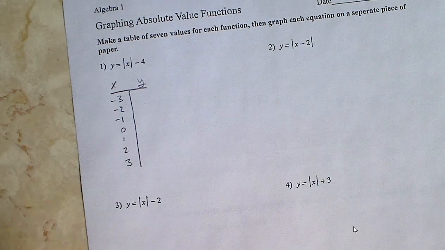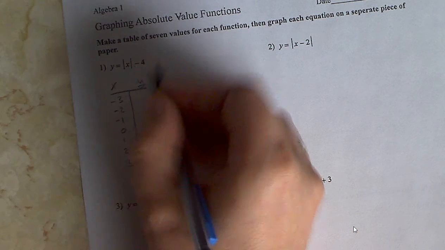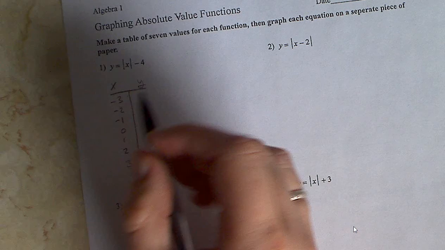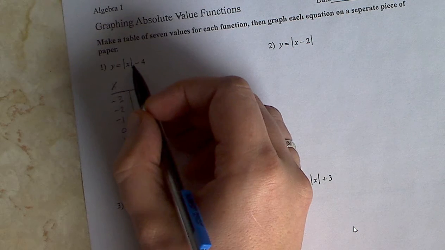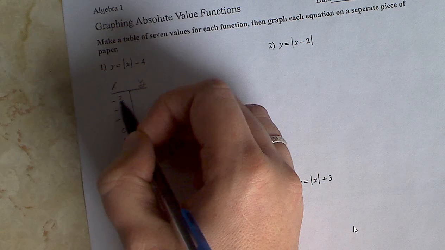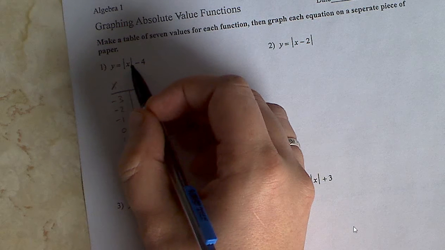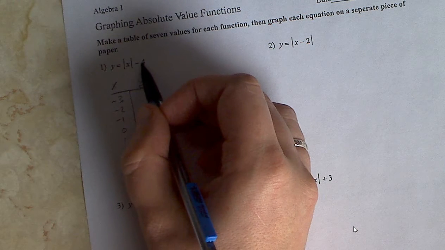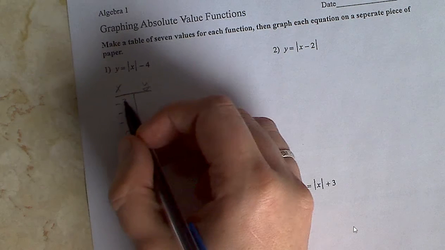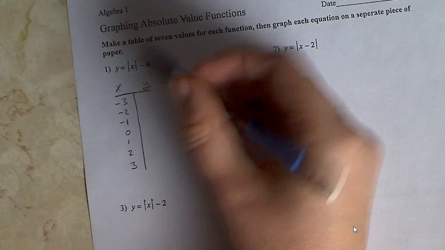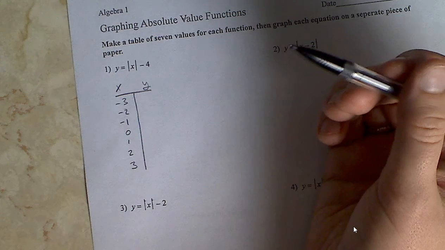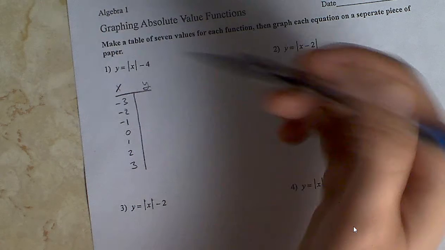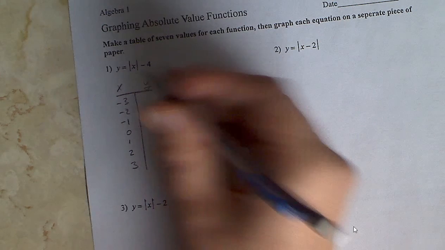Okay, so on number 1, you put the -3 into the absolute value, and then you subtract the 4 after you do the absolute value. So -3 in for x, so what's the absolute value of -3? And then what's 3 minus 4? So this is -1.